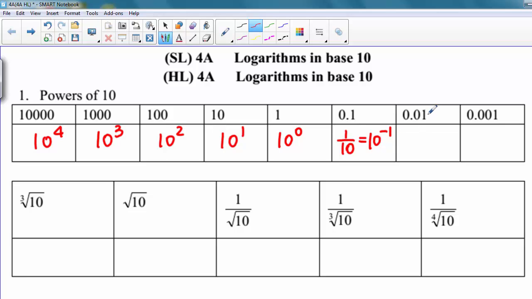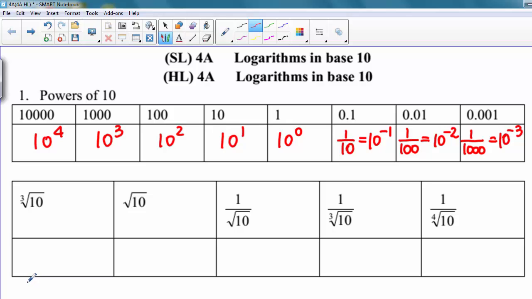Likewise, 0.01 is the same as 1 over 100. If we use a power of 10 to represent 1 over 100, this is 10 to the power of -2. 0.001 is 1 over 1,000. The power of 10 is 10 to the power of -3.